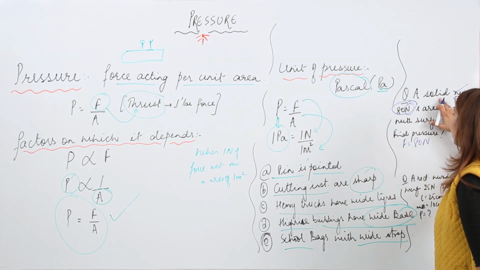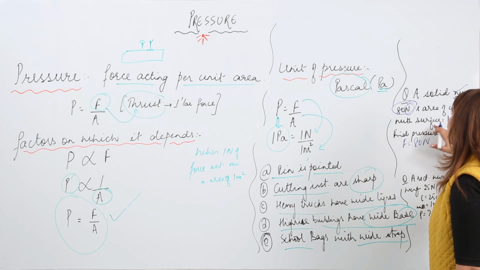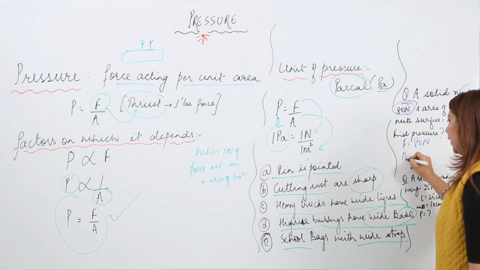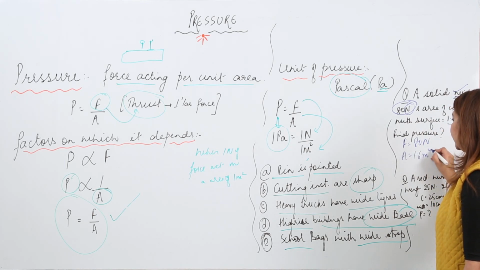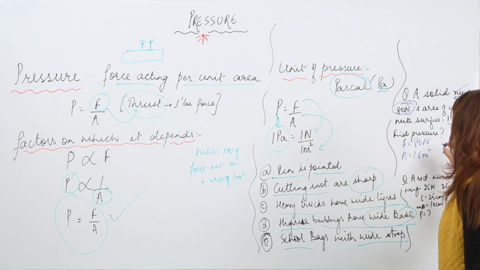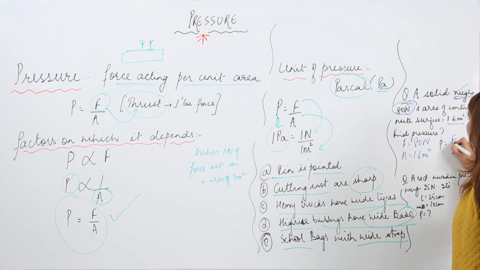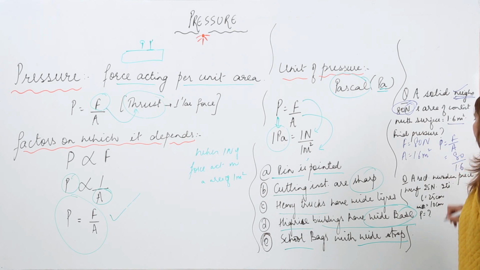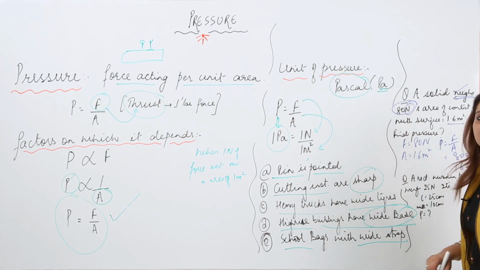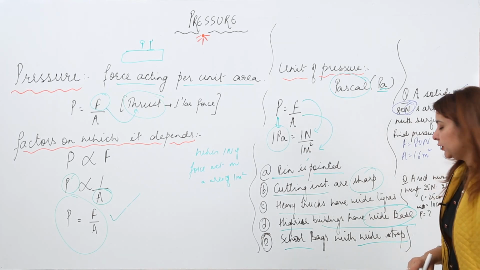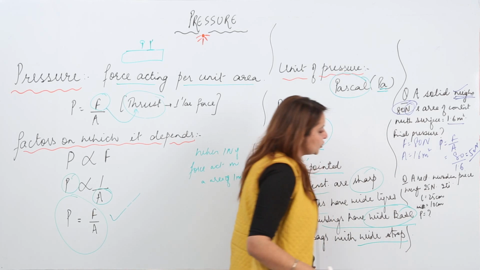And when the solid is placed, the area of contact with the surface is 1.6 meter square. We need to find pressure. So pressure is force upon area. Putting the values, 80 upon 1.6, we get 50 Newton per meter square. So this is how you are going to solve for the pressure. Likewise, I have another question for you.